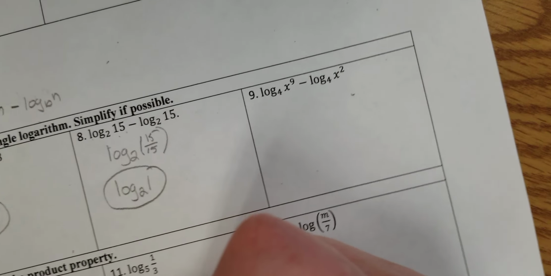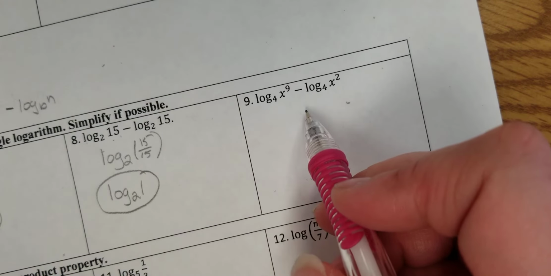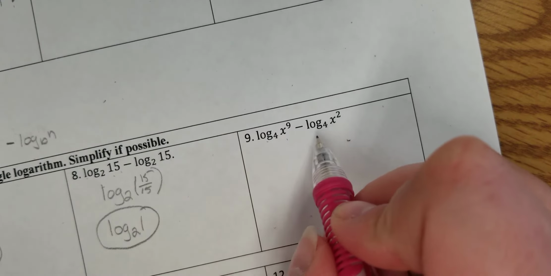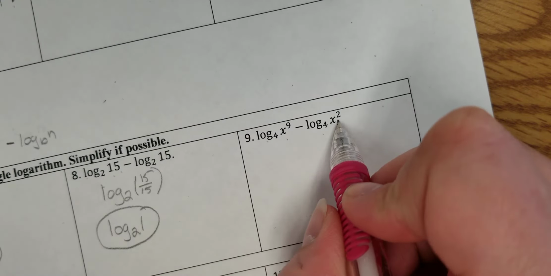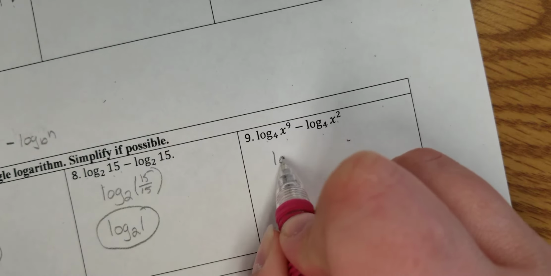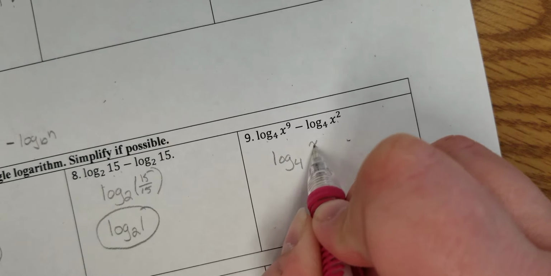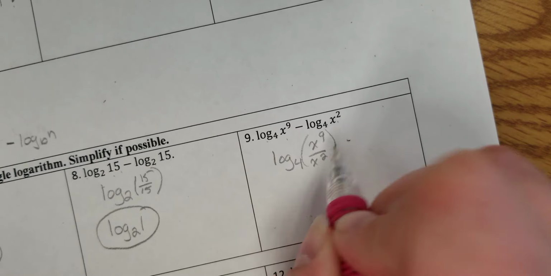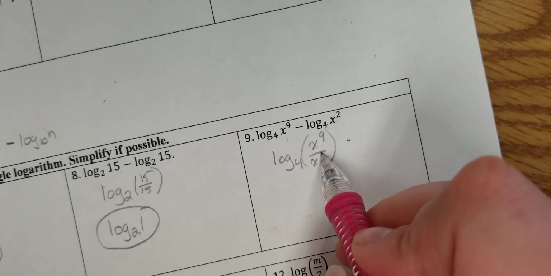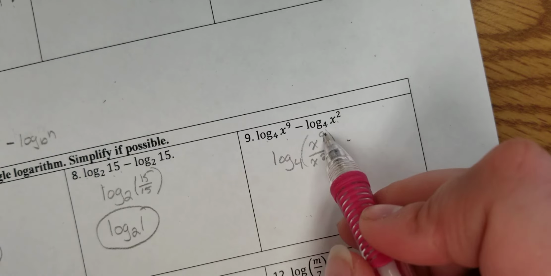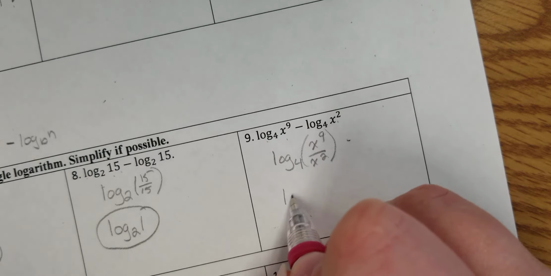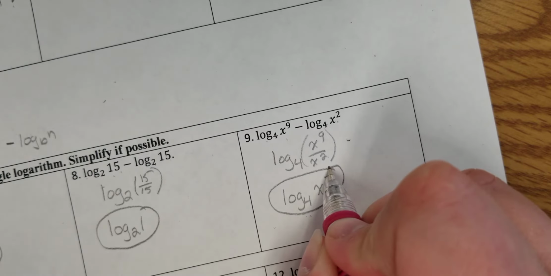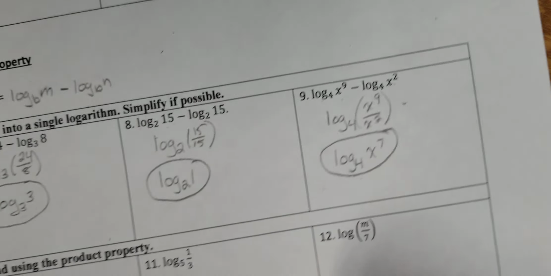All right, and now we have some exponents and variables involved. So we have log base 4 of x to the 9th minus log base 4 of x squared. So we can rewrite it as log base 4 of x to the 9th over x squared. And now remember, when you divide something with the same base, you subtract their exponents. So we have log base 4 of x to the 7th. There we go.